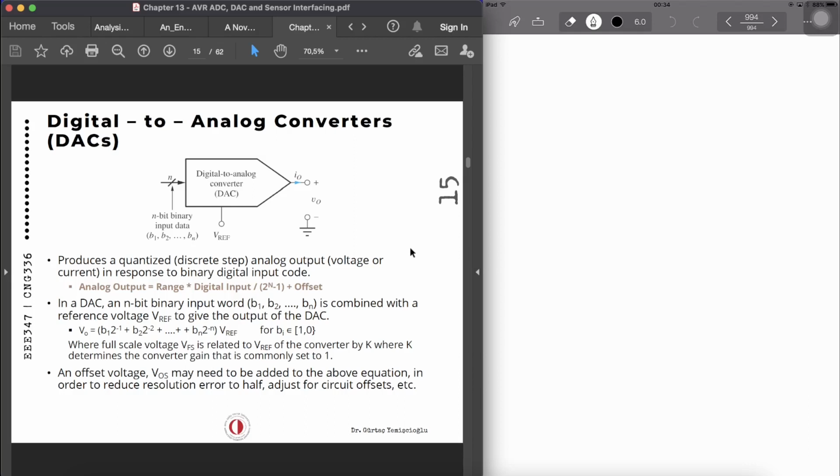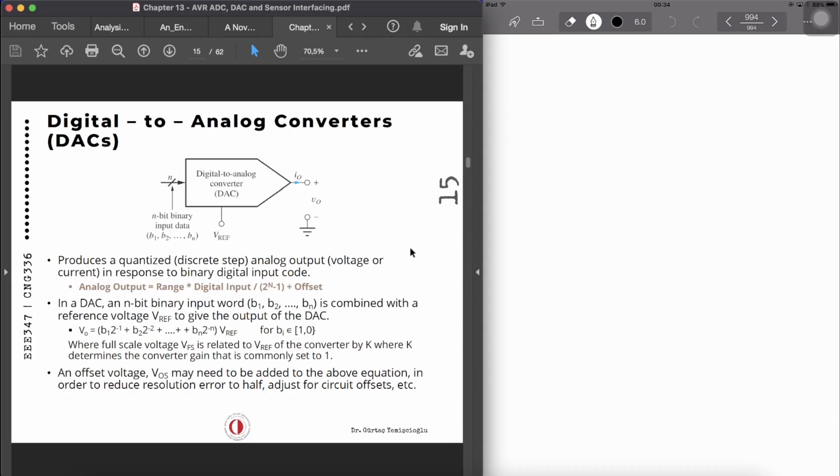Because inside of the analog to digital converters, which we are going to see in the following sections, we actually have digital to analog converters. The principle over there is the same, and we are using some of the components that we have got in digital to analog converters. That's why we start to investigate digital to analog converters. Okay, the question is, what does a digital to analog converter do?